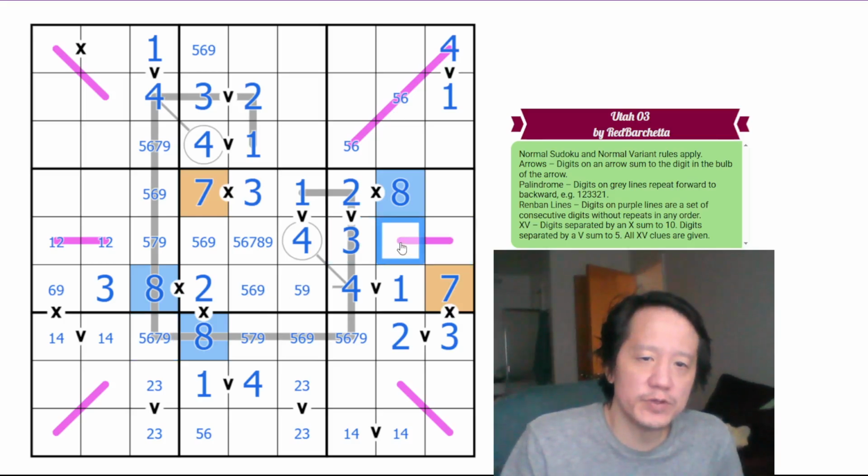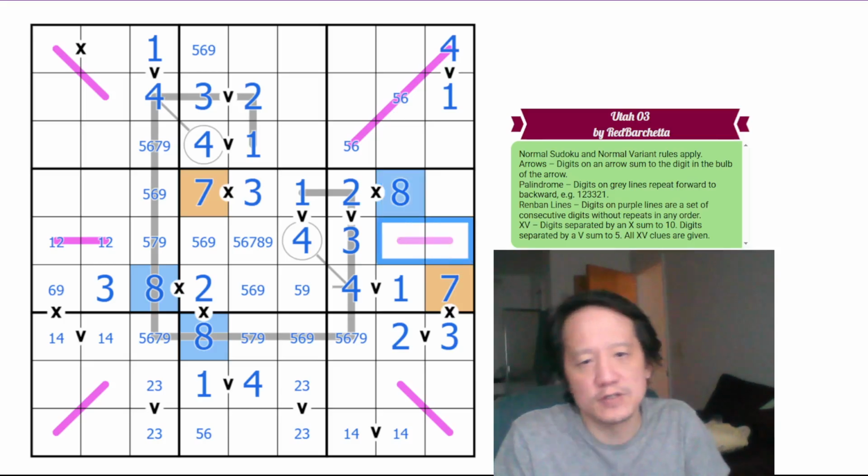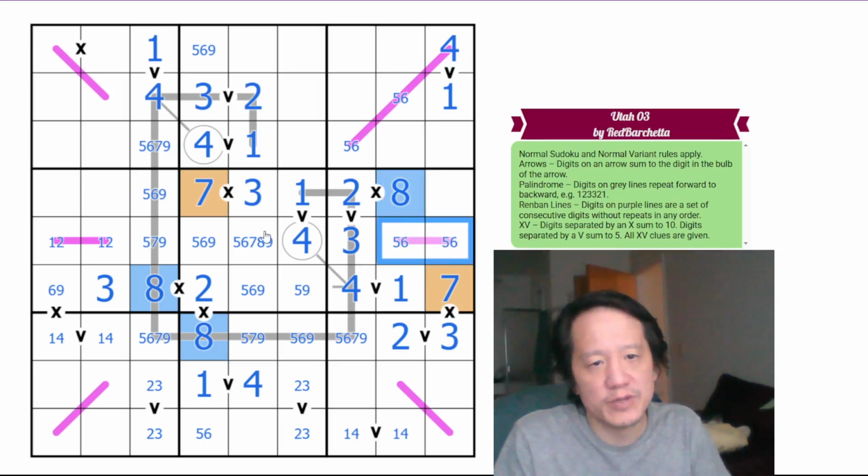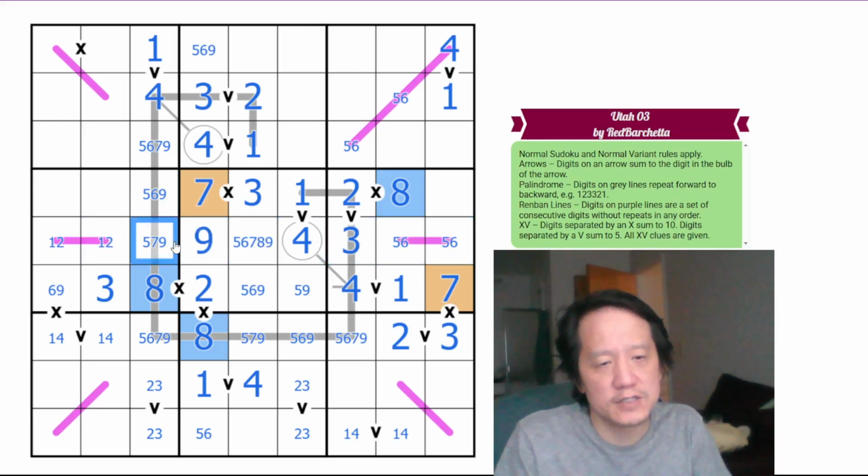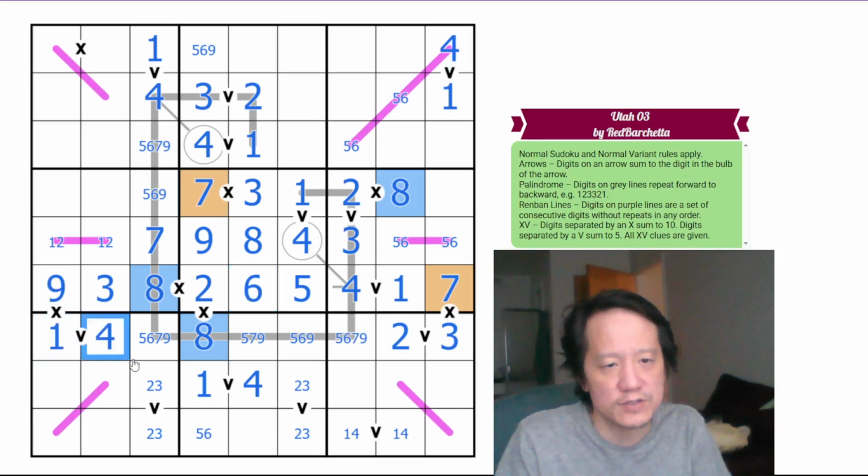This must be consecutive, and it cannot have 1, 2, 3, 4, 7, or 8. So this has to be a 5, 6 pair, which eliminates 5 and 6 in the rest of the row. This can't be 5 or 6, so this is 9. This can't be 5 or 9, so it's 7. This can't be 5, 6, 7, or 9, so that's 8. The 9 eliminates 9 here, so it's 5. This can't be 5 or 9. That's 6, which makes this 9. That's a 1. This is 4.